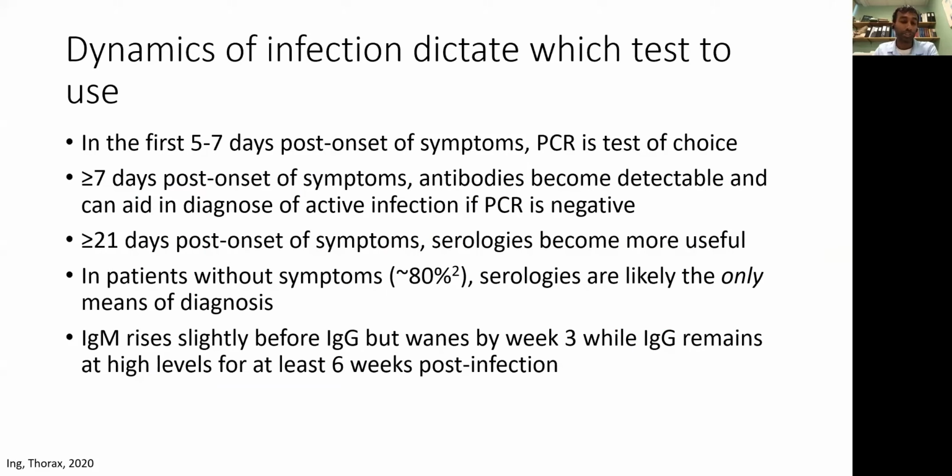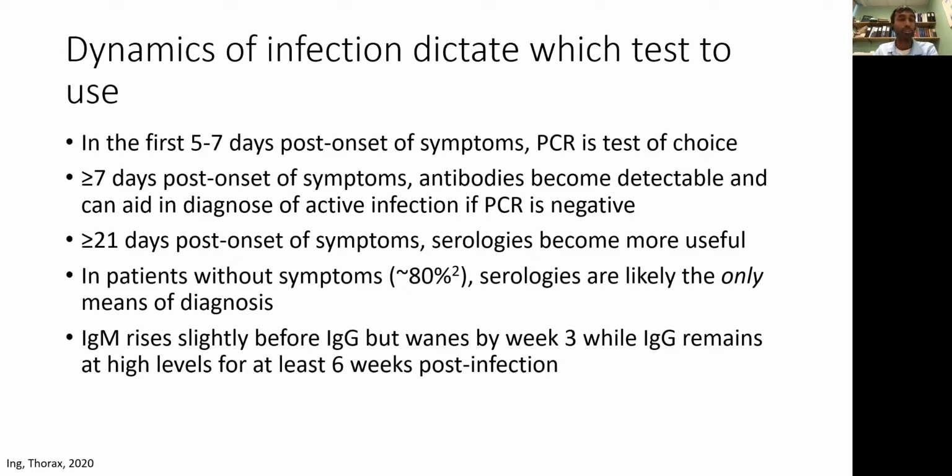And so just to summarize what was shown in the previous slide, in the first 5 to 7 days post-onset of symptoms, PCR or another molecular diagnostic is really the test of choice because you have plentiful virus to actually detect. But starting at around 7 days onwards, antibodies become detectable and can certainly aid in the diagnosis of active infection in cases where the PCR is negative.